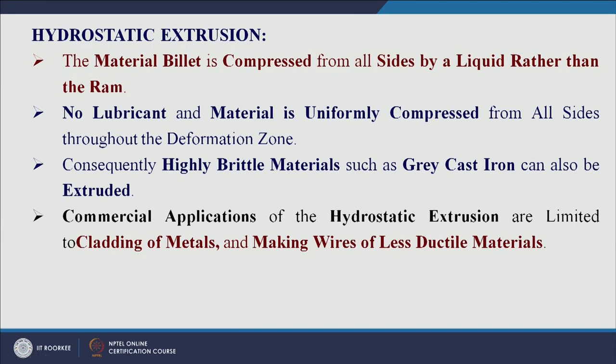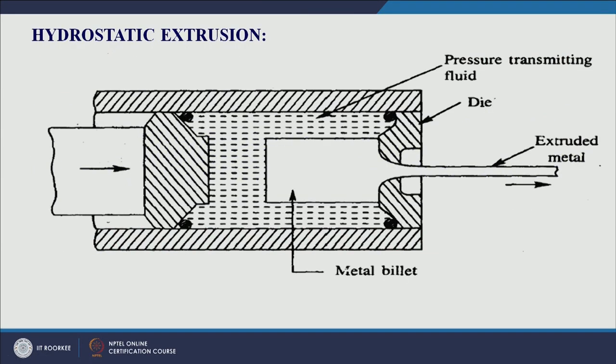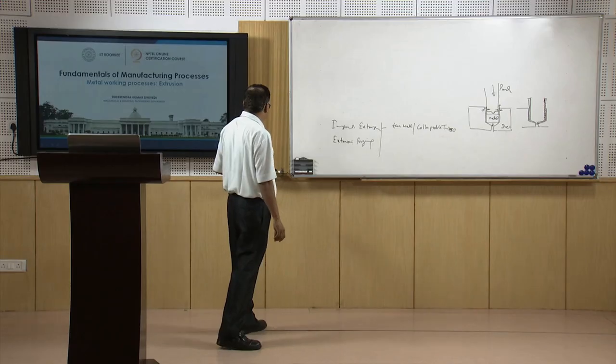This is the diagram for hydrostatic extrusion, where the metal is mostly brittle in nature, of low ductility. This is the fluid which is pressurized with the help of the ram. The pressurized fluid helps to move the metal in the forward direction. So, this is basically forward extrusion where the pressure is applied through the fluid.